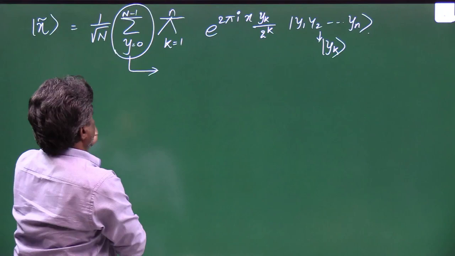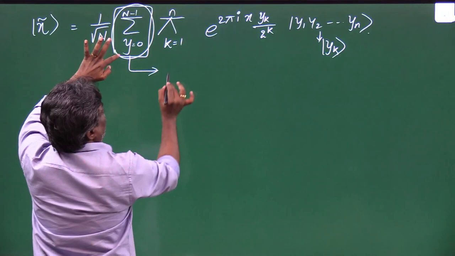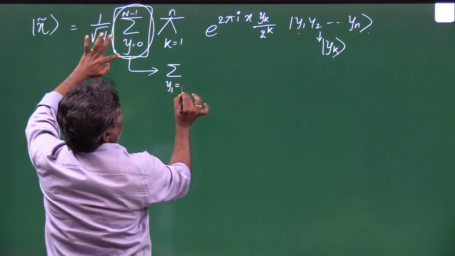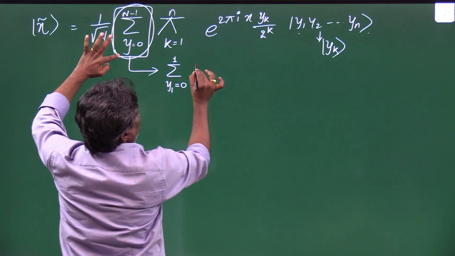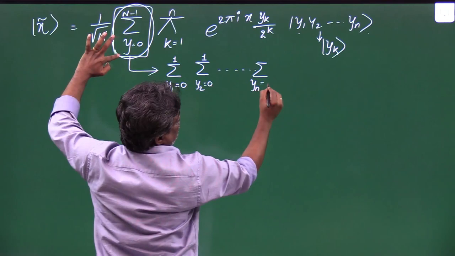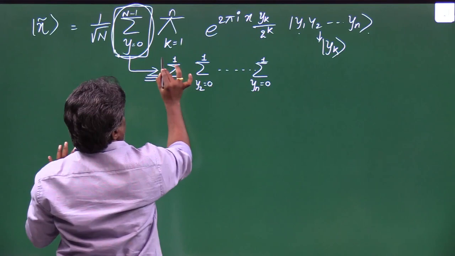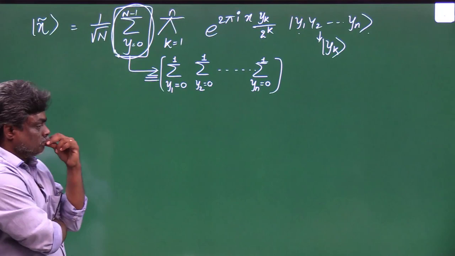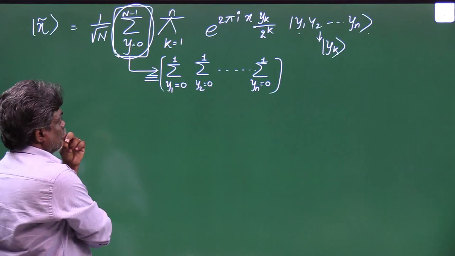I will tell you, sir. Here, this summation is nothing but summation over y1, because we don't have y. Here we have y1. Y1 takes only 0 to 1 because that is binary. And the summation over y2 takes 0 and 1, so on, summation over yn, the nth bit, also takes 0 to 1. This summation is equivalent to this, sir. It is basically a multiplication, as in the second step. That's what we are going to do now.